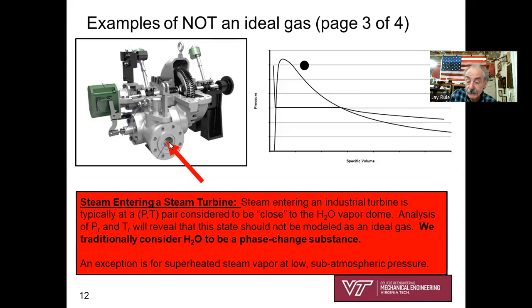The steam going into the steam turbine is not modeled as an ideal gas, and here's why. Typically, if we were to plot, if we knew the pressure and temperature of this superheated vapor, you would find that this state is somewhere in the general neighborhood of the critical point. It'll be below the critical point pressure, okay, but just in the general neighborhood. So we can't model this steam as an ideal gas. Cannot model H2O as an ideal gas in this situation. Too close to the critical point.